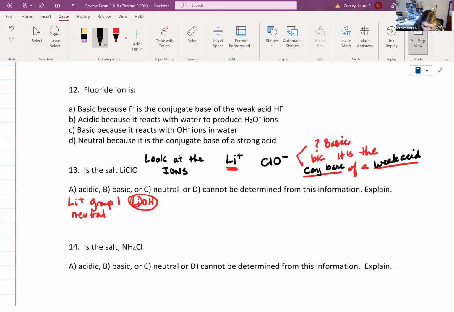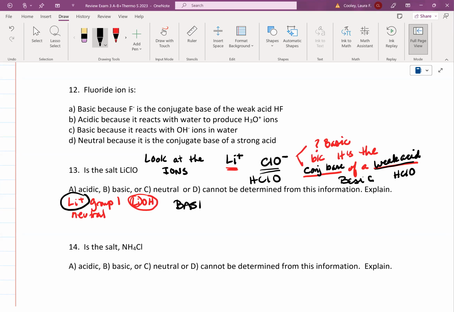Okay, so the weak acid is HClO. So if you could find the conjugate acid of this thing, which would be HClO, in the weak acid chart, which it is, then you know that it is the conjugate base of a weak acid, and therefore it is basic. And since the other ion is neutral, it's basic. So it's B.